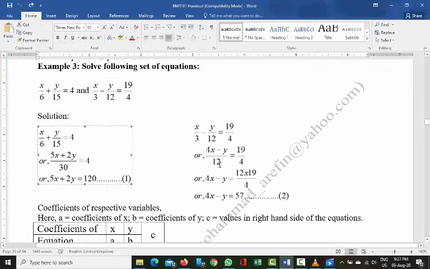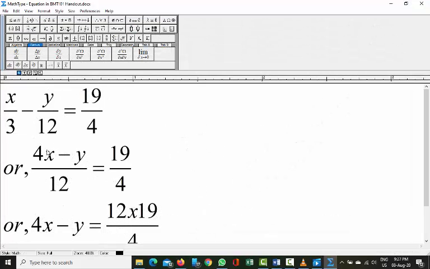Right. So similarly, you can solve this one also. x by 3 minus y by 12 is equal to 19 by 4. So similarly here also we can solve it. If you solve it, you will see this equation.